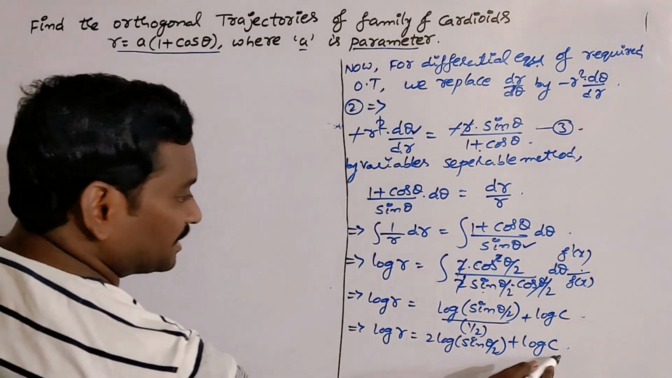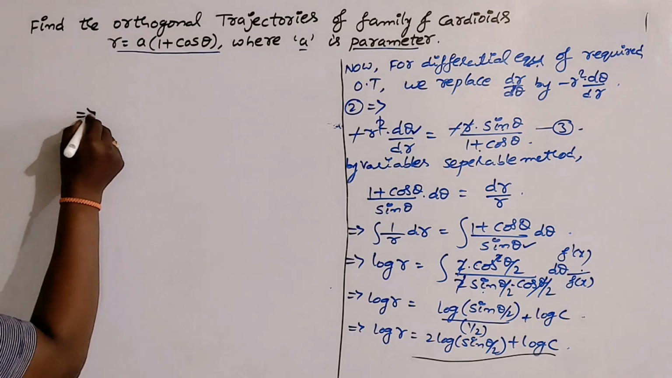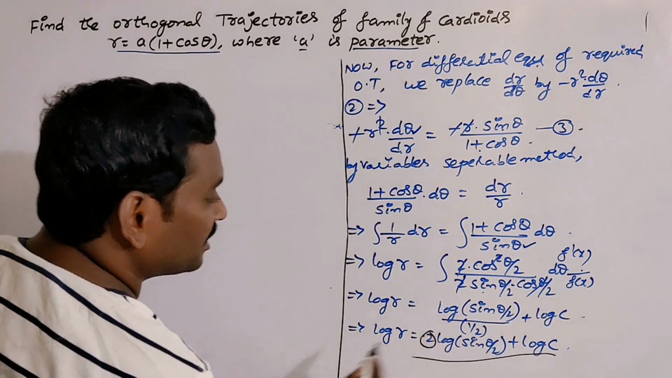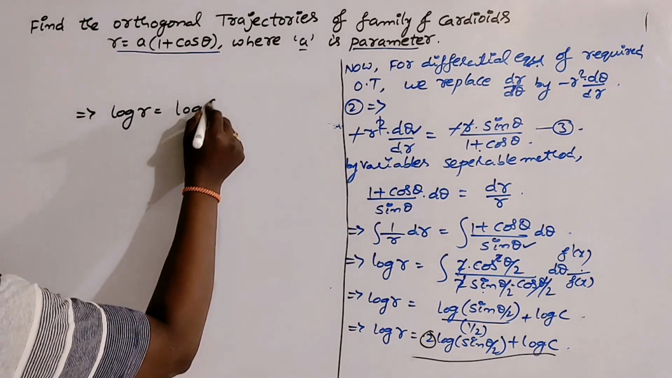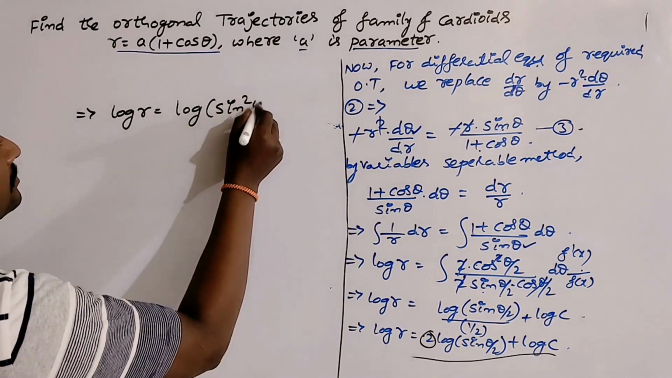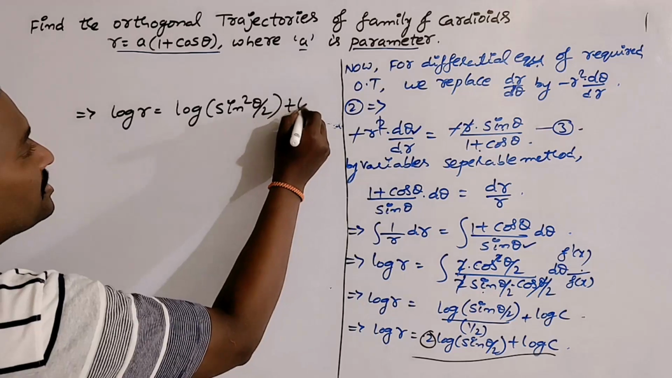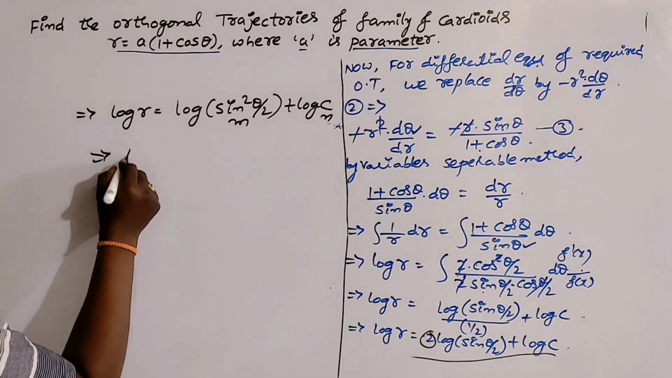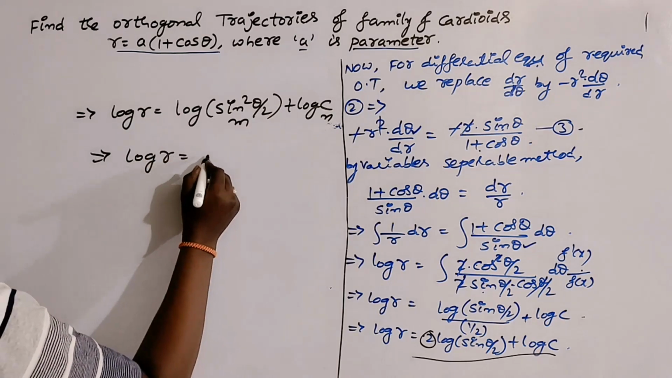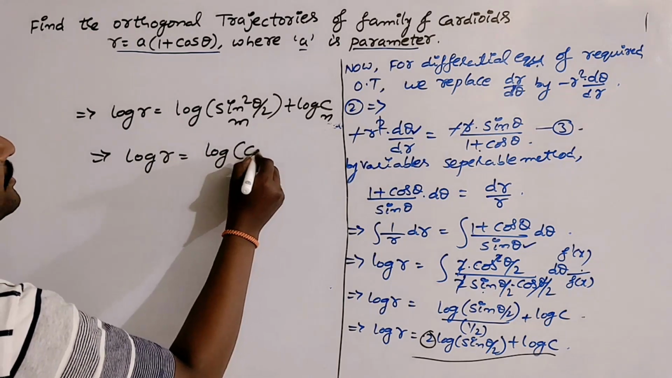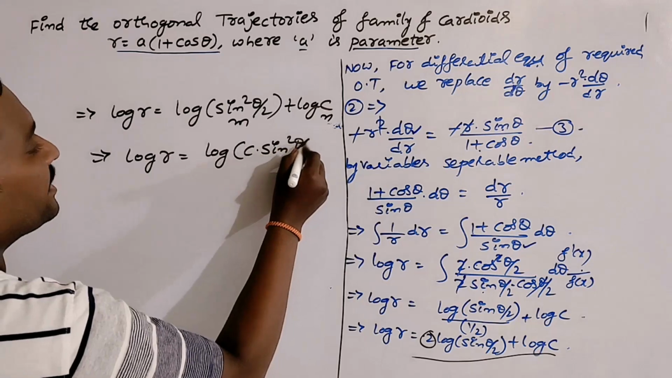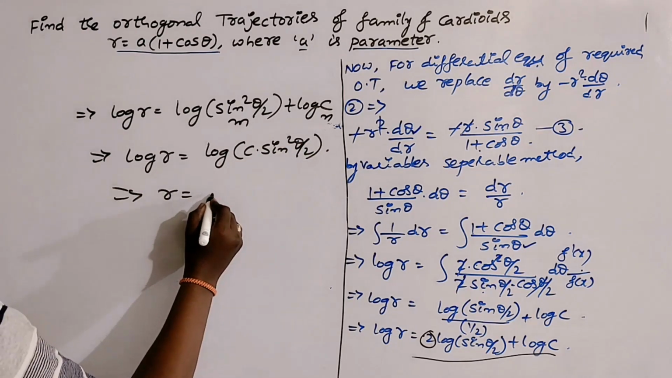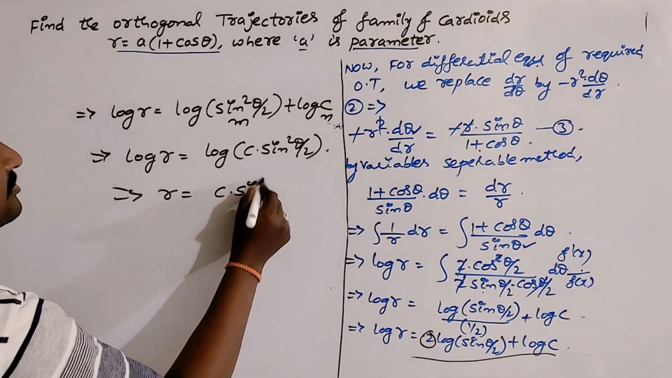So this can be written as log r is equal to, take this 2 to power, you will get log of sin square theta by 2 plus log c. Again it is in the form of log m plus log n. So log r is equal to log of c into sin square theta by 2. So both sides we have logarithm terms. r is equal to c into sin square theta by 2.